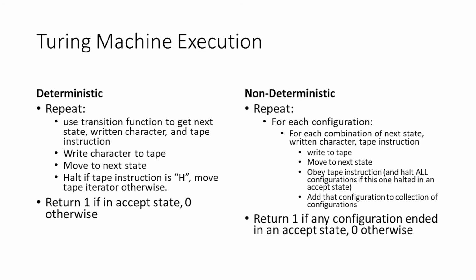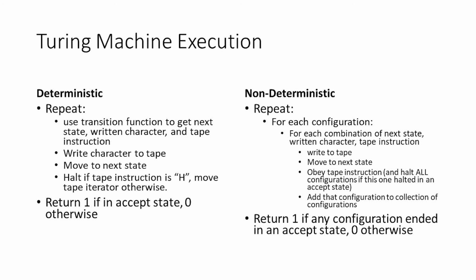The difference with a non-deterministic machine is that when we take our transition function, there is not just one next state or one character to write or one tape instruction. There actually might be a set of those. There could be several different combinations of those choices. So for a non-deterministic machine, we're going to introduce a for loop here. We're going to do this same process, but for each of the configurations that our machine could have been in in parallel. So we're going to repeat over and over again for every single configuration.